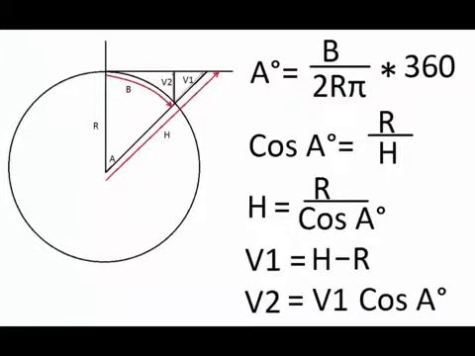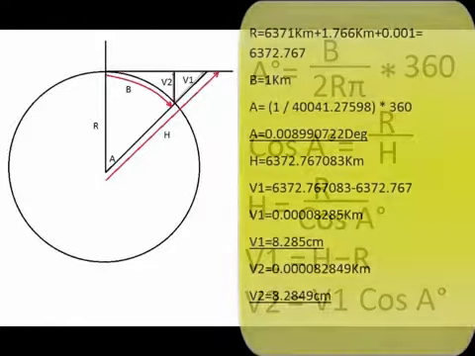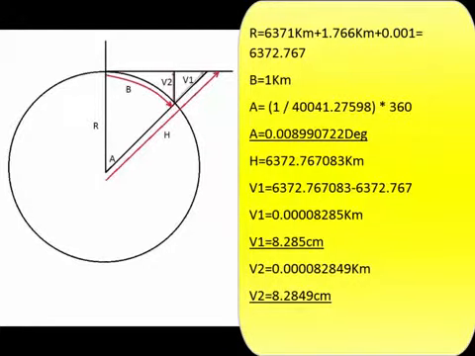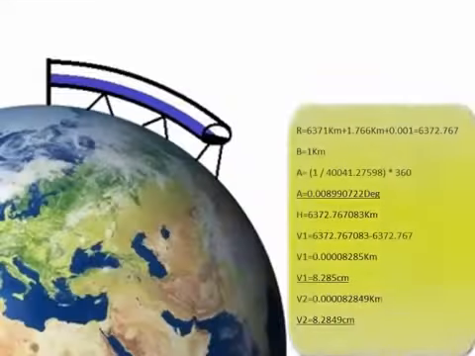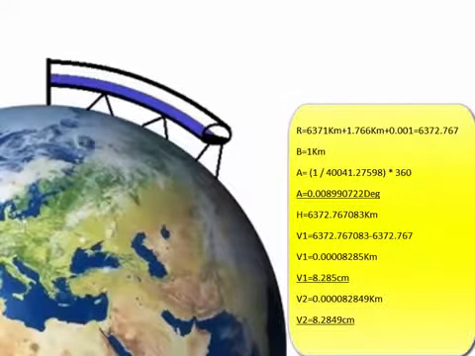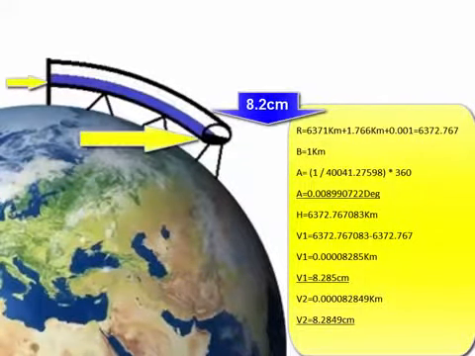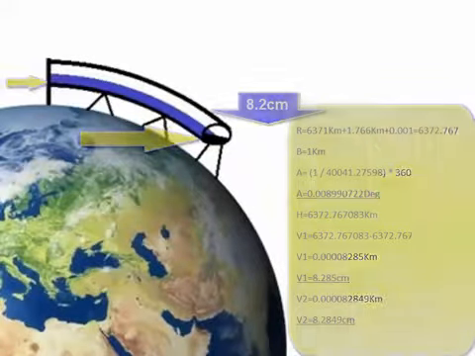So now let's apply that to our formula. We will add the height above sea level to the radius of the Earth, and also an additional meter for the height of the pipe above the Earth. And as you can see over there, our V2 is 8.2849 centimeters. So in our pipe, a meter above the Earth with an additional factor of 1.766 kilometers because of the height above sea level, we still end up with an 8.2 centimeter fall.